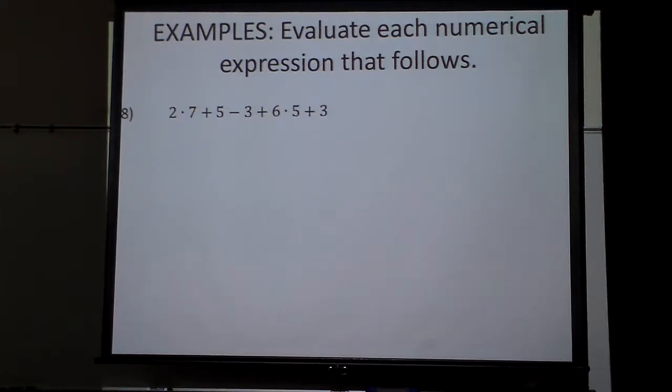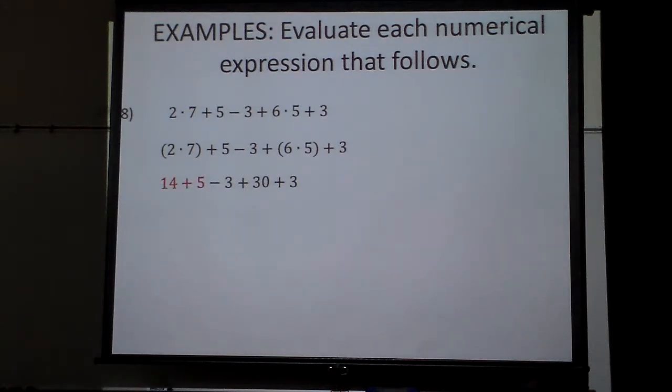Number 8 right here. Any parentheses? No. Any exponents? No. Any multiplies? Yes. The 2 times 7 and the 6 times 5. 2 times 7 is 14. 6 times 5 is 30. Now they're all adds and subtracts. So I'm going to do them just left to right.